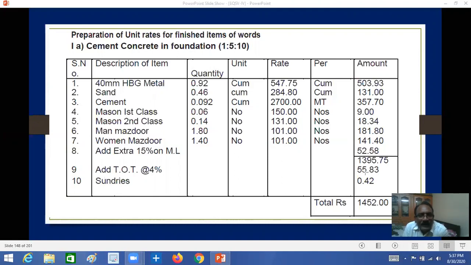You will get the total amount of that, 1395.75, and you add 4% for other miscellaneous sundries, which is 55 rupees. So the total per cubic meter of concrete foundation is 1452 according to these rates. If these rates increase, this value increases. But you have to see the procedure. In examination, they will see only the procedure.